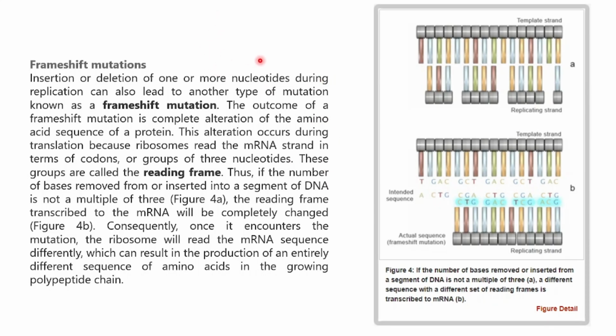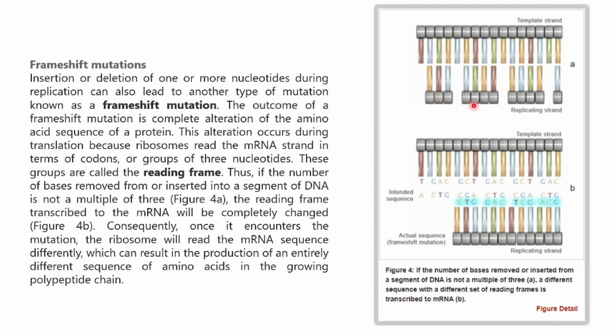So insertion or deletion of one or more nucleotides during replication can also lead to this type of mutation called the frameshift mutation, and the outcome of this frameshift mutation is complete alteration of the amino acid sequence of a protein. And this alteration occurs during translation because ribosomes read the mRNA strand in terms of codons or groups of three nucleotides, and these groups are called the reading frames.